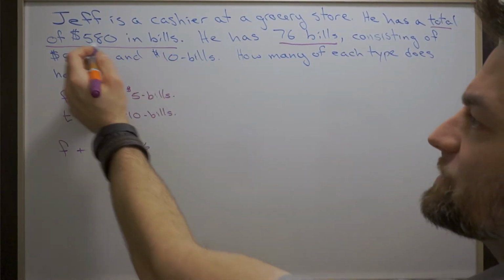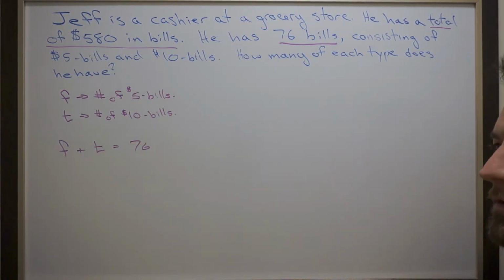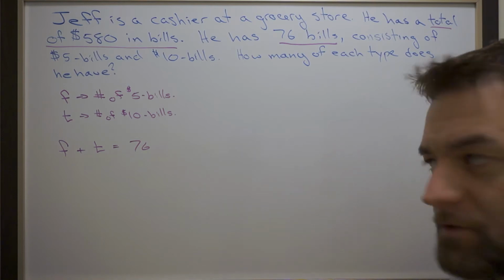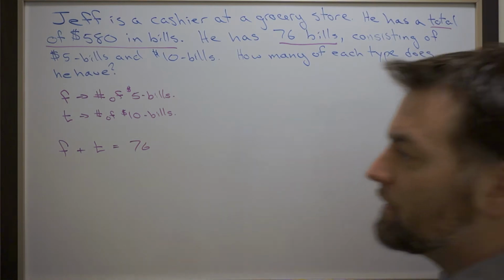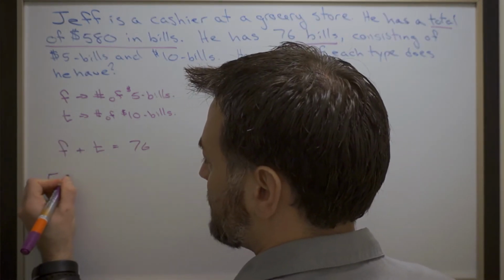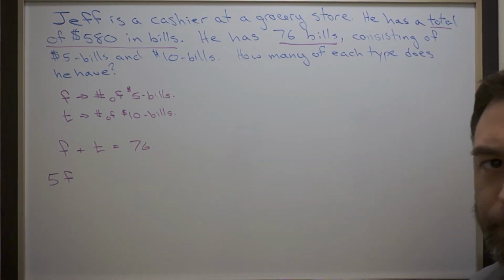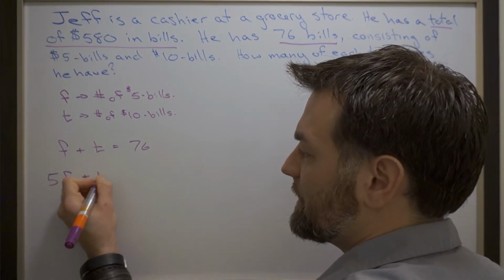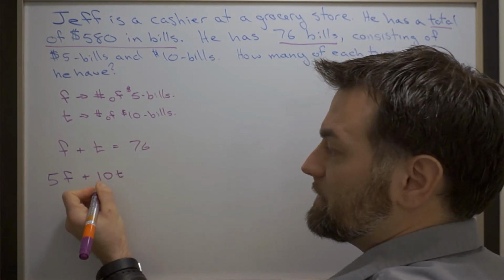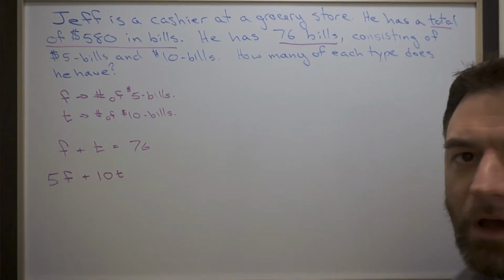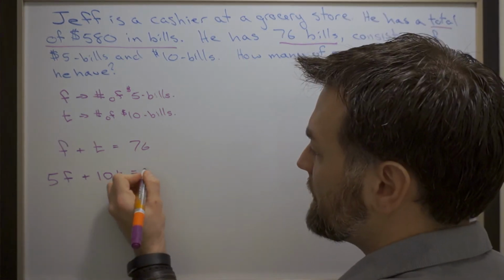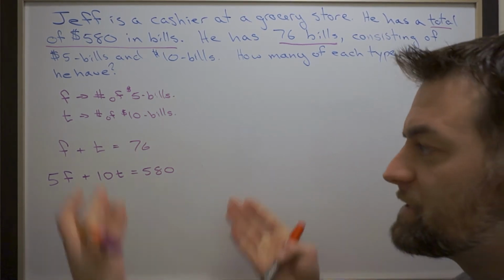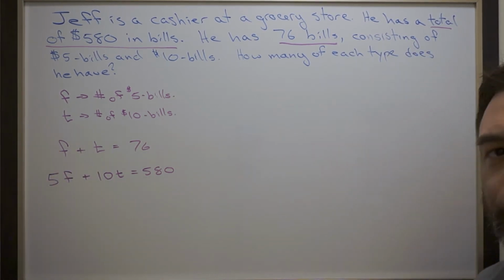And now he has a total of $580 in bills. So each $5 bill is worth $5. Each $10 bill is worth $10. So the value of the $5 bills is 5 times F, $5 times the number of bills we have, plus 10T, $10 times the number of bills that we have. And that equals our total of $580. Now we have a system of two equations that we can go about solving.